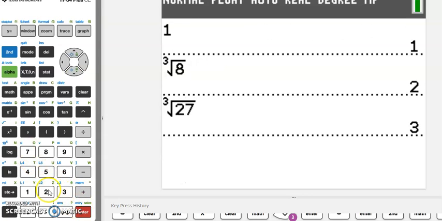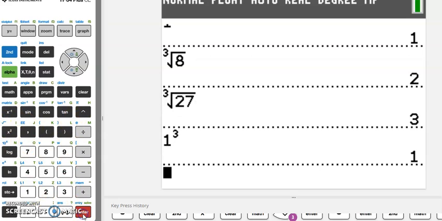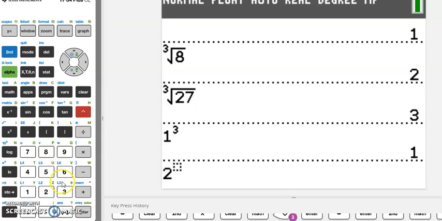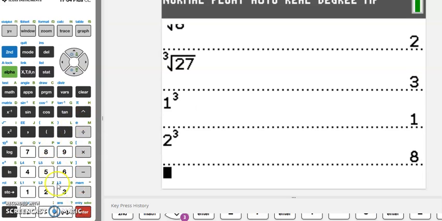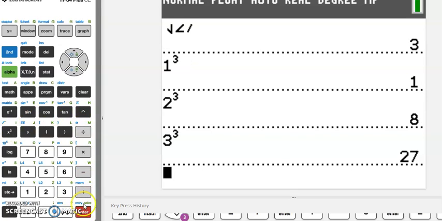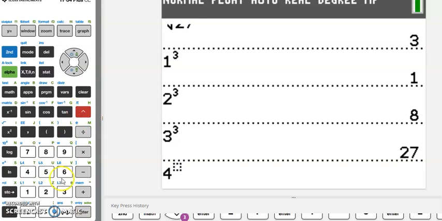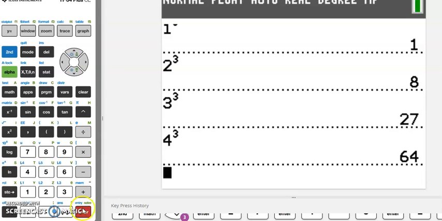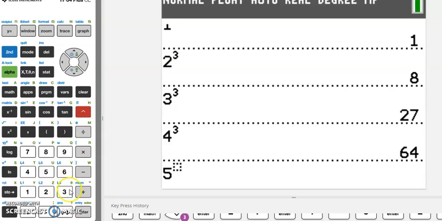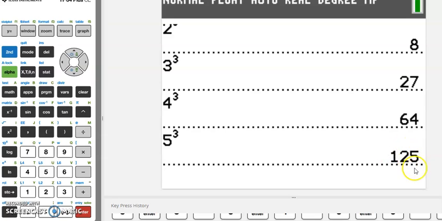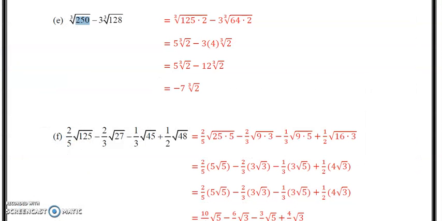Okay, and you go the other way on this, right? You just do 1 cubed is 1, 2 cubed is 8, and 3 cubed is 27, and 4 cubed is 64, 5 cubed is 125. So you look at this 250, 125, yeah, that's half, right? So it's 125 multiplied by 2.